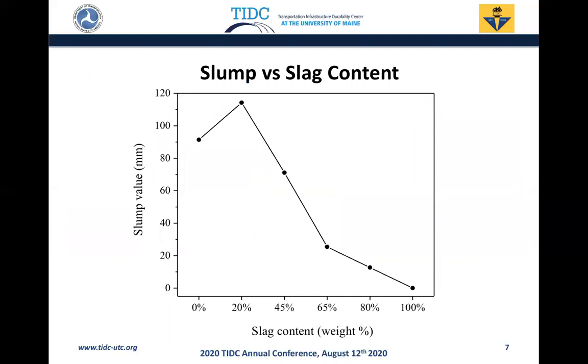Slumps. You can see that by increasing the slag content, first at low dosages, 20%, we have an increase in the slump, but after that, we have a decrease in slump values. It means a decrease in workability.